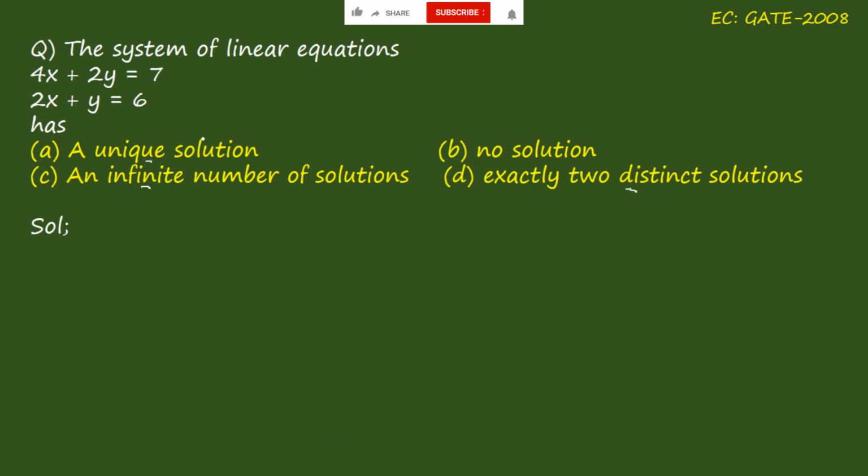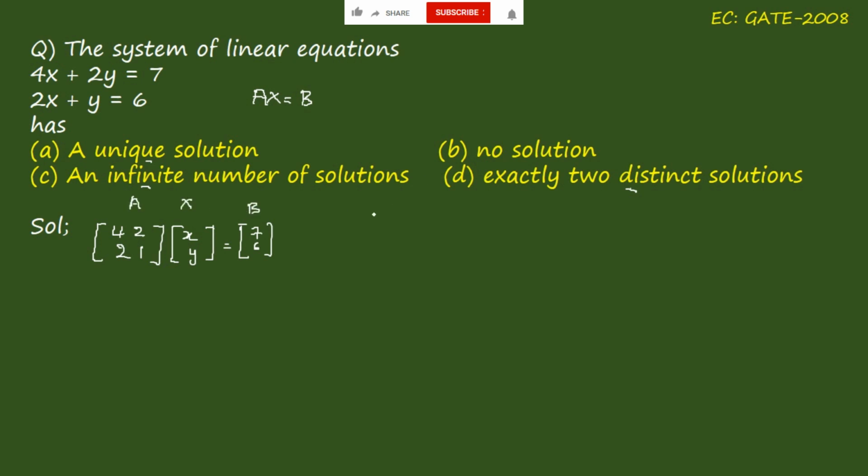Now you can see that this is a non-homogeneous equation. So we have AX is equal to B. Now we're writing all the values of A, X and B. We know that A is nothing but 4, 2, 2 and 1. Then X is nothing but x and y, and B is equal to 7 and 6. This is the A value, this is X and this is B.